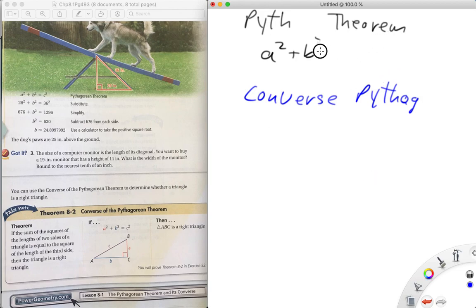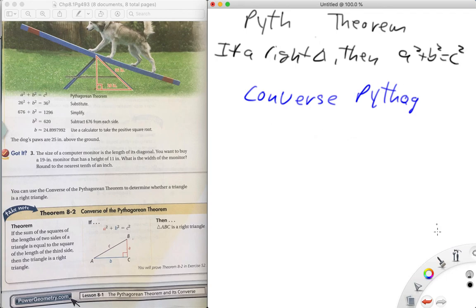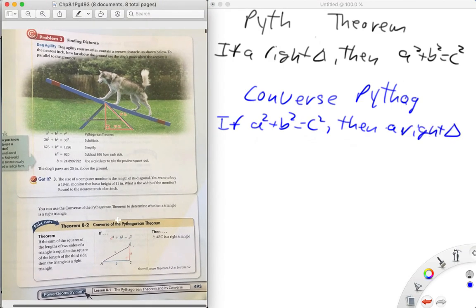So think of it this way. Actually, I gave you bad information. If it's a right triangle, then a squared plus b squared equals c squared. Okay. The converse is if a squared plus b squared equals c squared, then it's a right triangle.